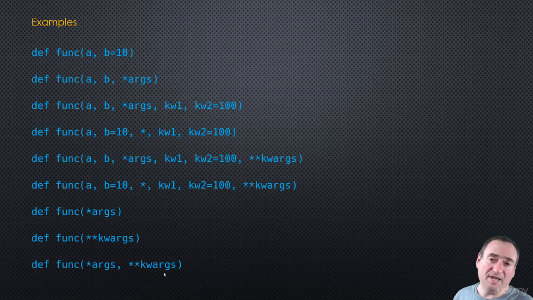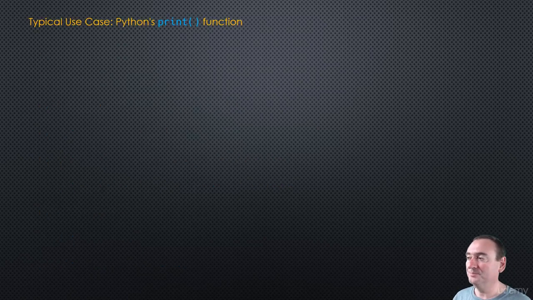Anyway, this is just an example of all the different ways you can define these things, and we'll take a look at that again in the code section. So let's look at some typical use cases of the star args at least, and when would you use mandatory keyword-only arguments?